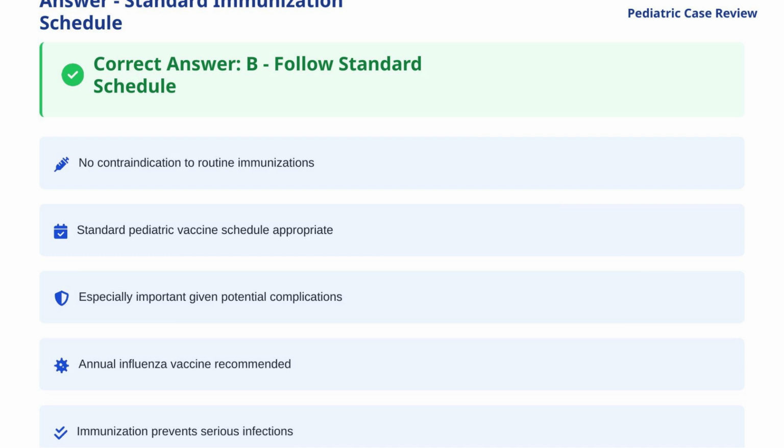There is no contraindication to routine immunizations in Seckel syndrome. Children should follow the standard pediatric vaccine schedule. Immunization is especially important as these children may have increased vulnerability to infections and complications from preventable diseases. Annual influenza vaccination is recommended. Pneumococcal vaccines per schedule should be administered. Vaccination protects against serious infectious diseases and complications.